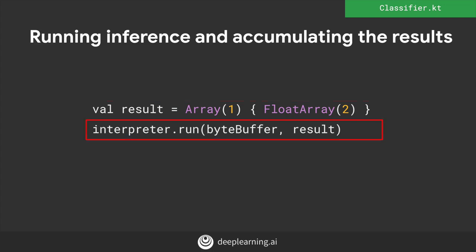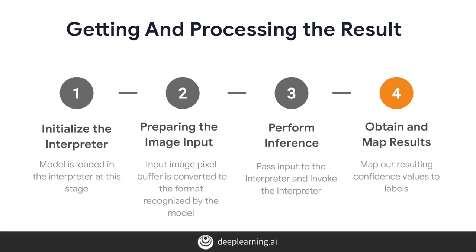The run method on the interpreter is then called, and the results are written into the result for you to parse out. The final step is to read out the results. Remember, we have confidence values per class, so we might see that an image is 1% dog and 99% cat.